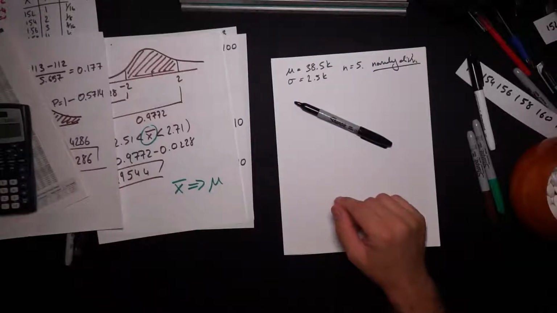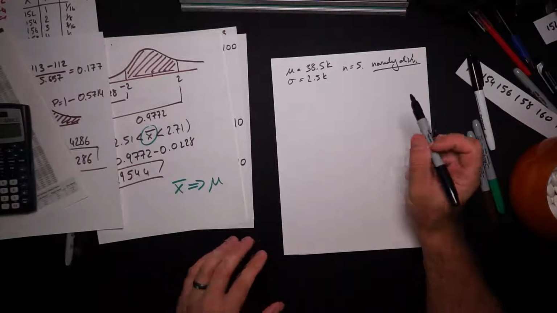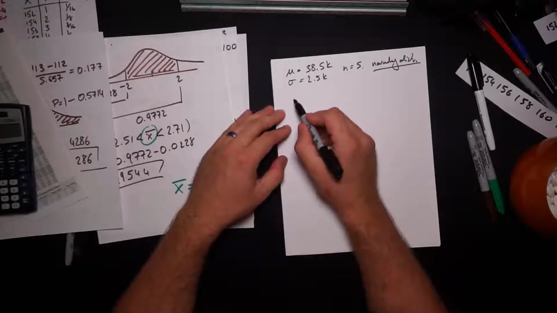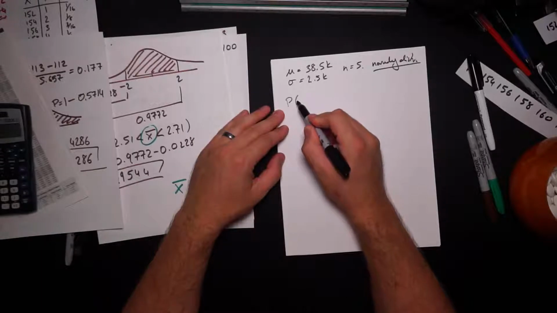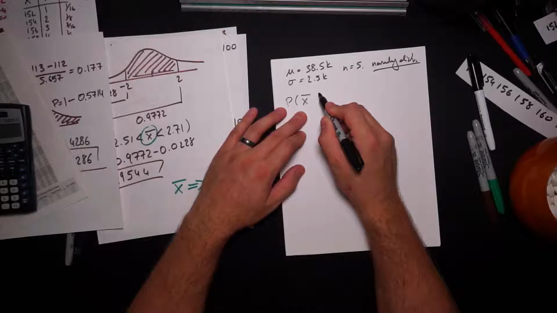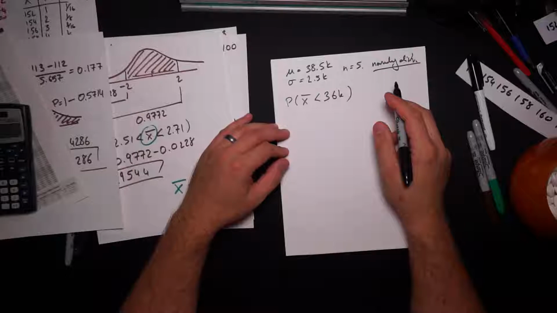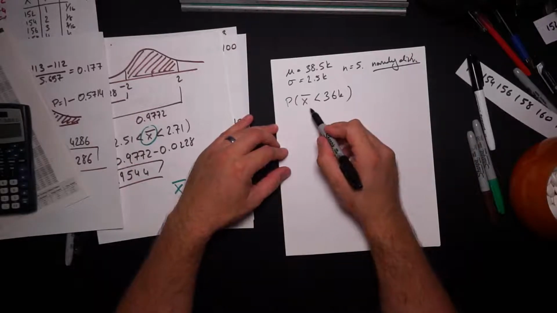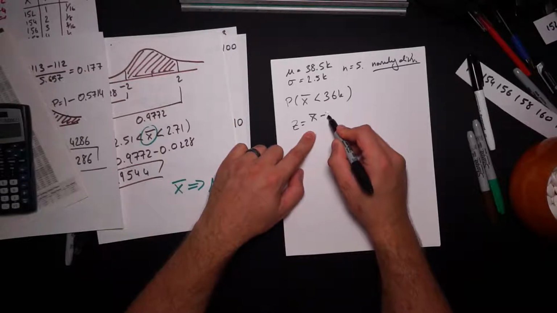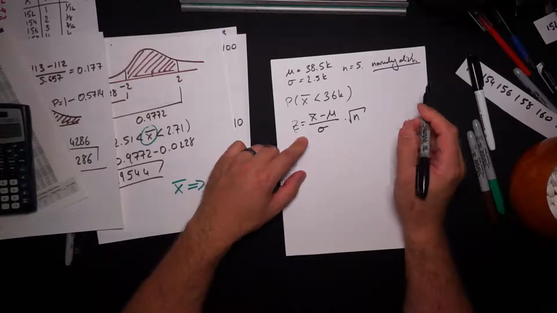All right, so example 5 was this. The reason why I said k is because I just don't want to write all the zeros. So let's look at this, and we say the probability that x bar is going to be smaller than 36k. Alright, so let's turn this into a z-score. So z equals x bar minus mu divided by sigma times square root of n.